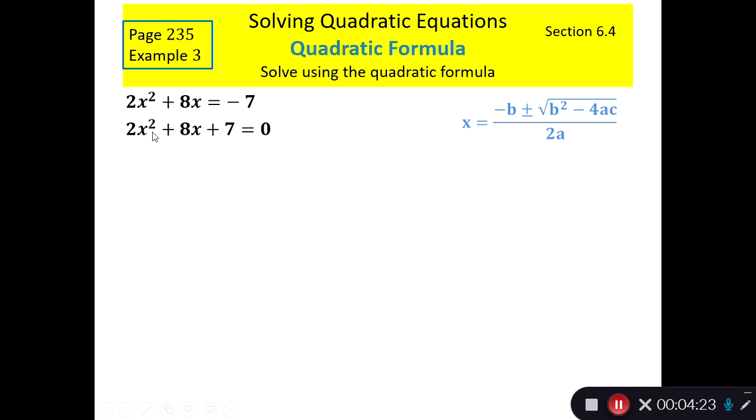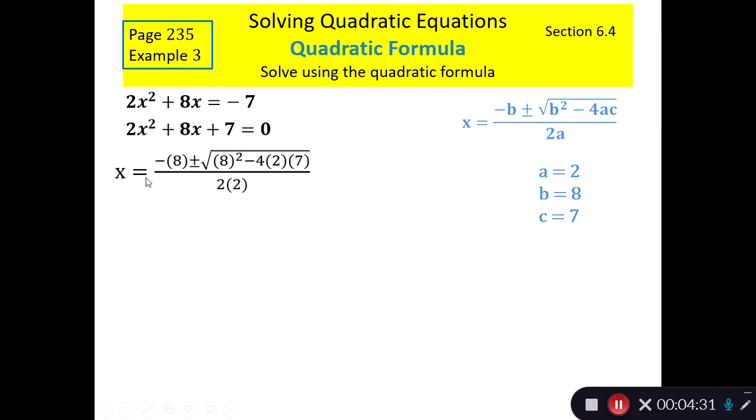A is 2, B is 8, C is 7. Write it down here and work this. And you're going to fill it in. Just pure substitution. And then we're going to work what's under the radical. So what do you get?